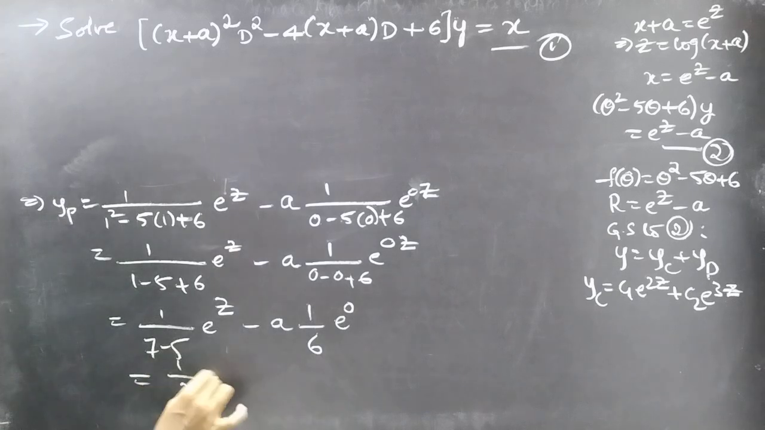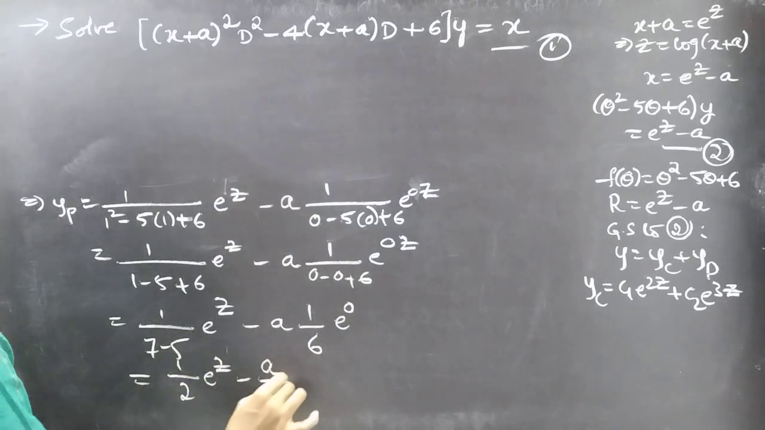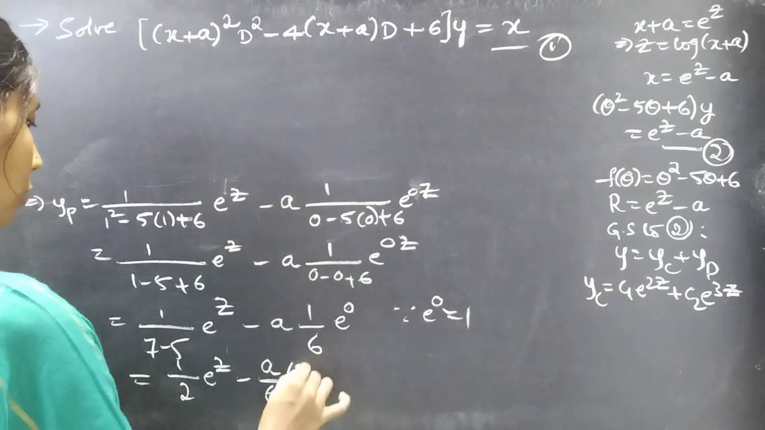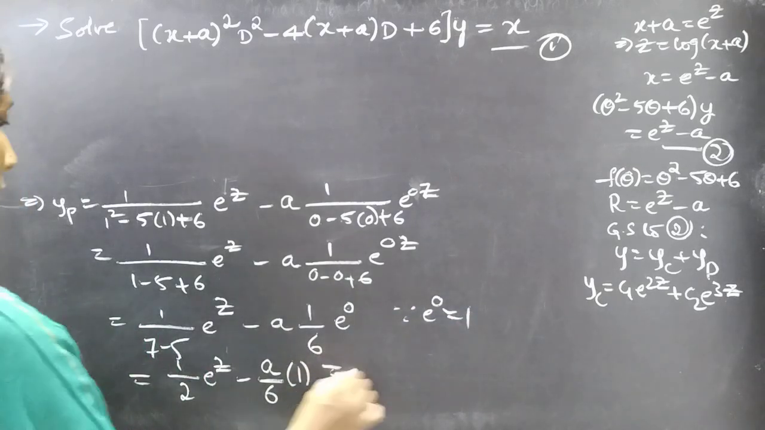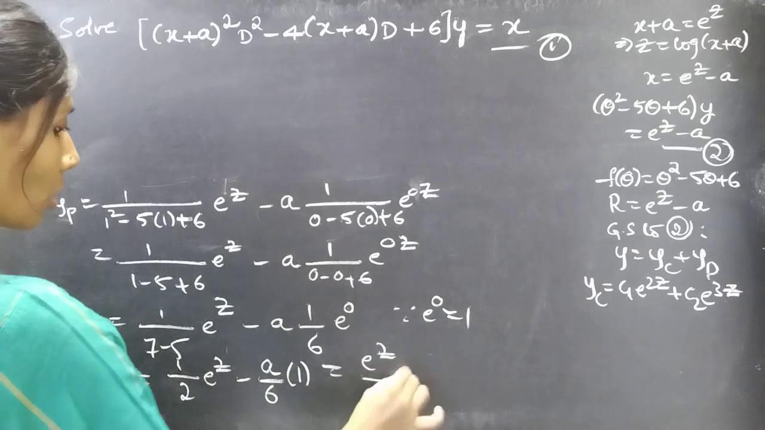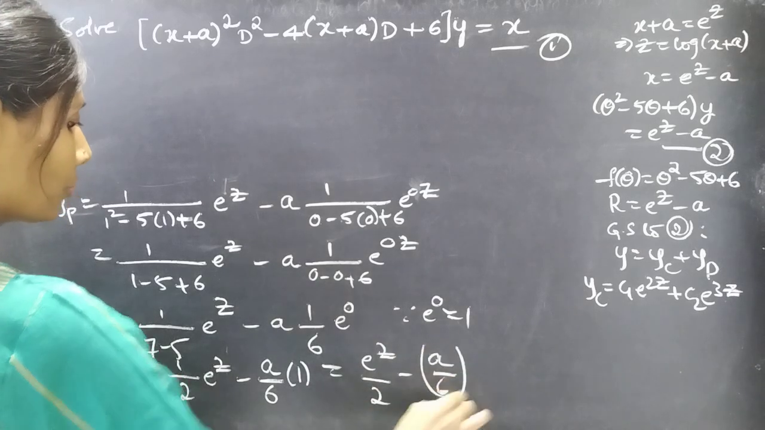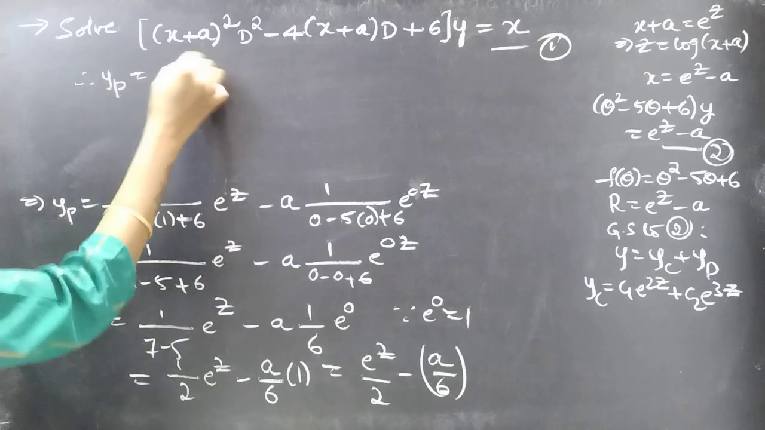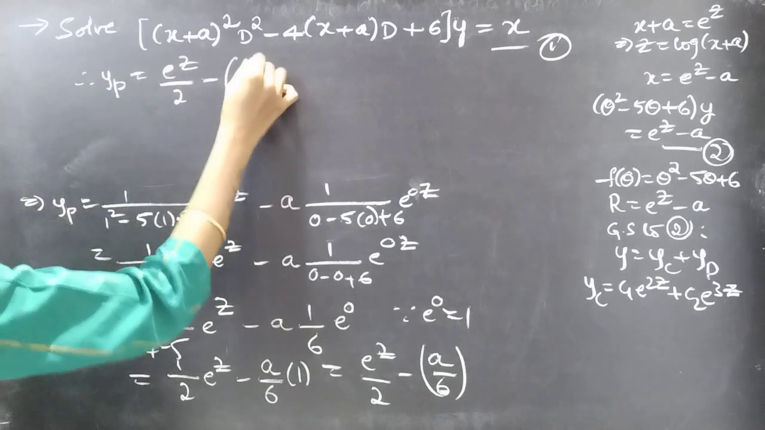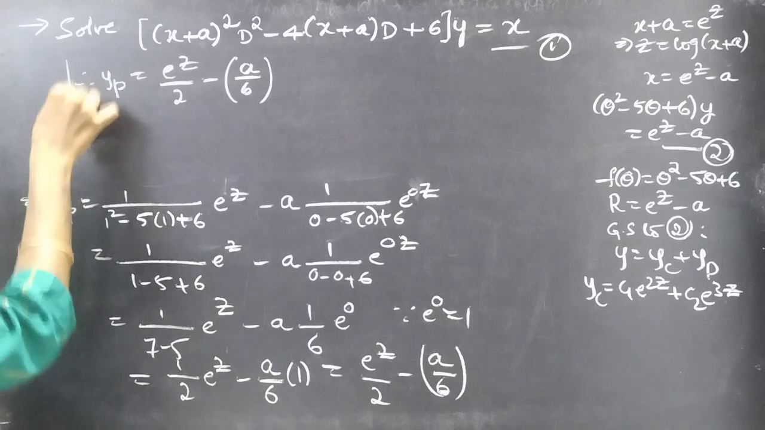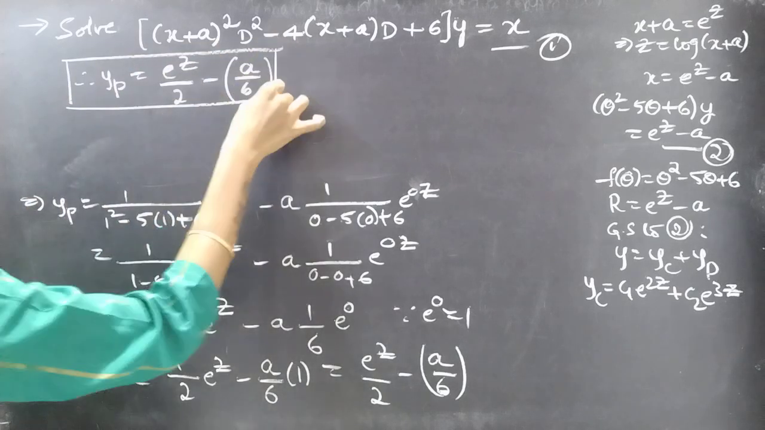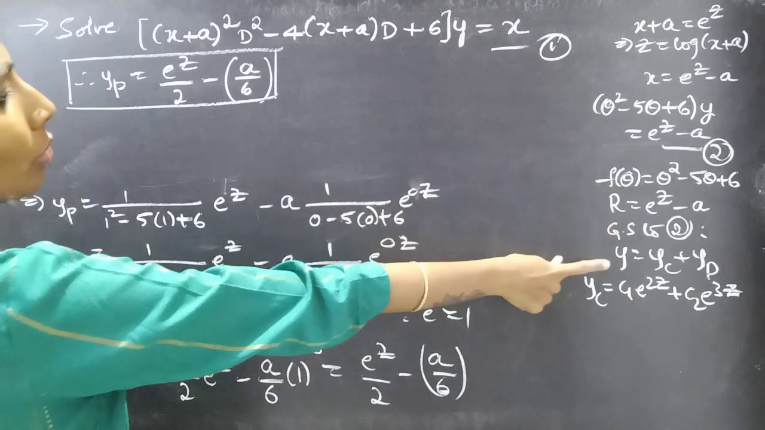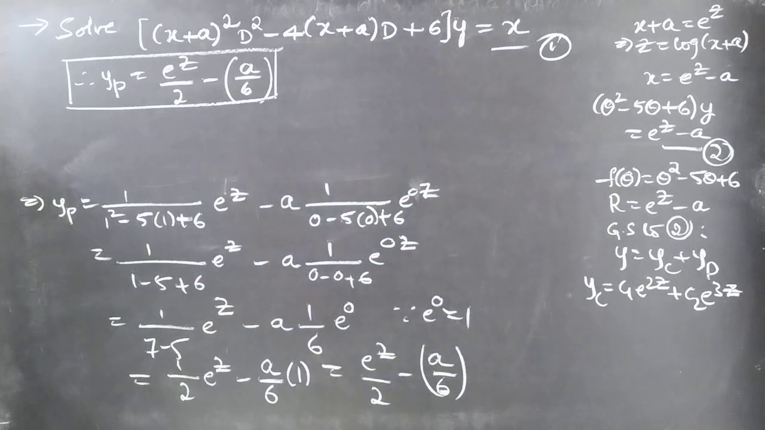This equals 1 by 2 into e power z, minus a by 6 into, since e power 0 equals 1, we'll get 1 by 6 into 1, which is a by 6. This gives us e power z by 2 minus a by 6. Therefore, yp equals e power z by 2 minus a by 6. So we got yp and yc. Let's now write the general solution to equation 2, which is given by y equal to yc plus yp.